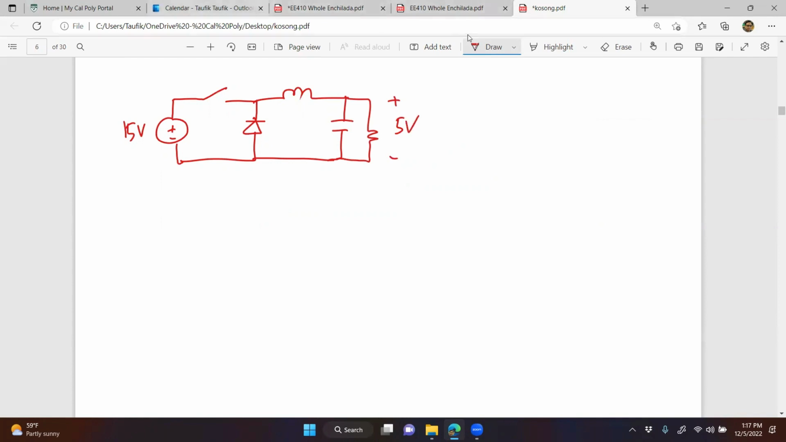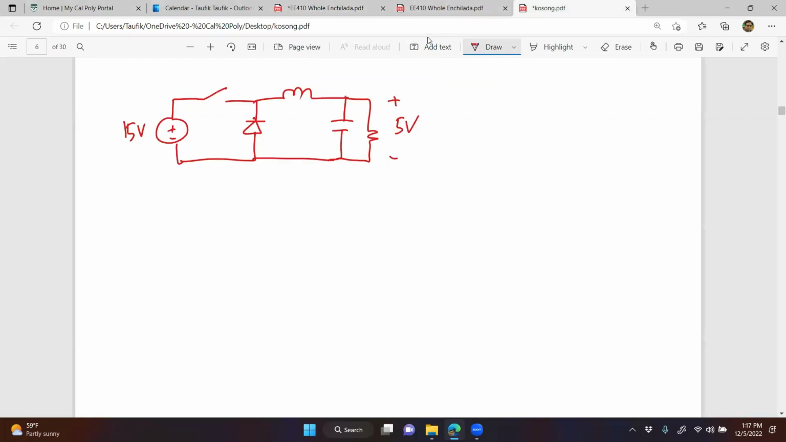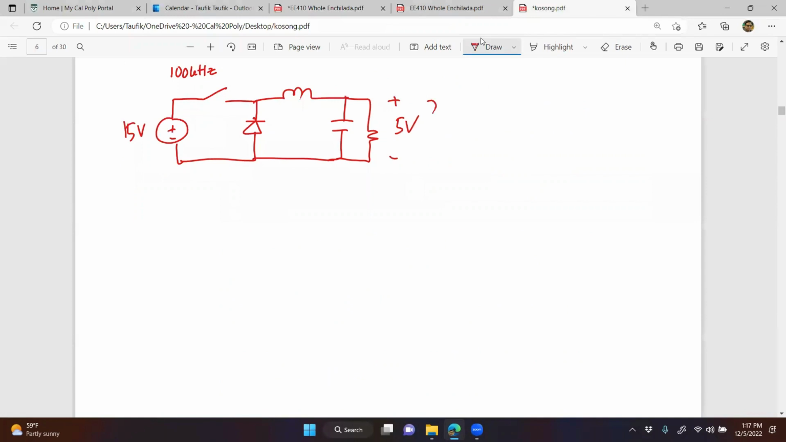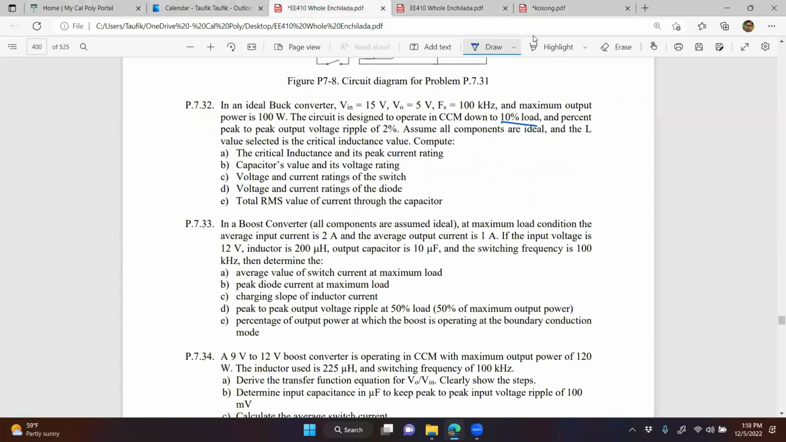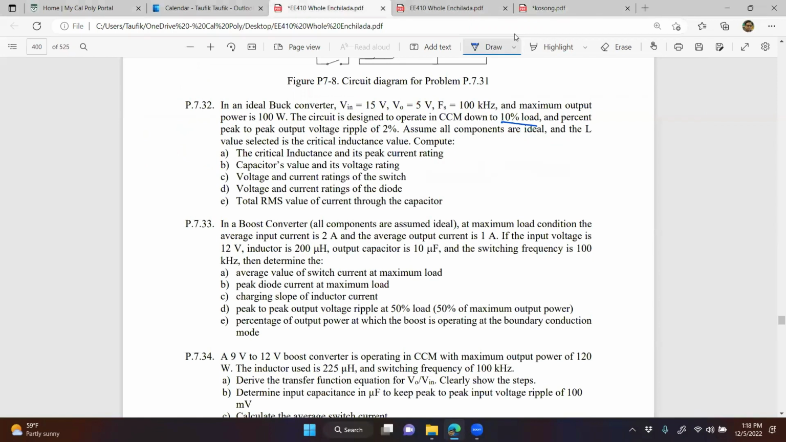Okay, and then 100 kilohertz switching frequency, and then what else? 100 watts. So that's the maximum, 100 watts. Peak-to-peak output voltage ripple of 2%. So plus minus 2% V out peak-to-peak. All right, the critical inductance and its peak current rating.